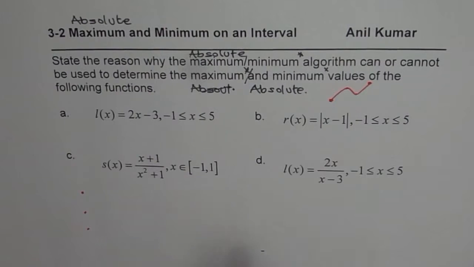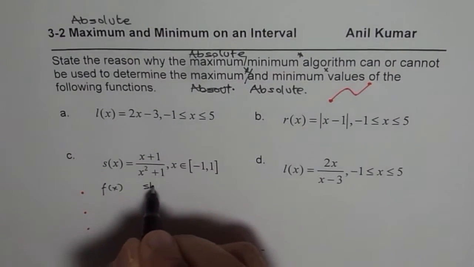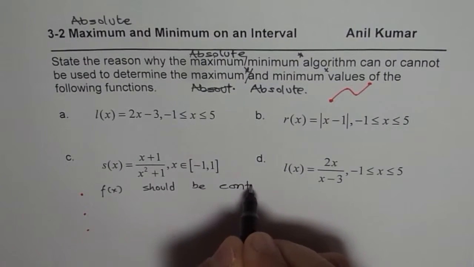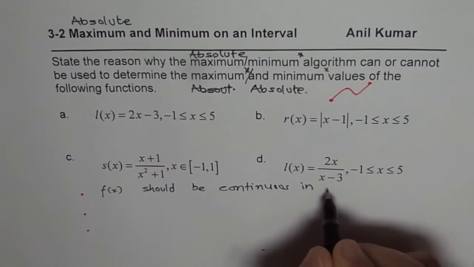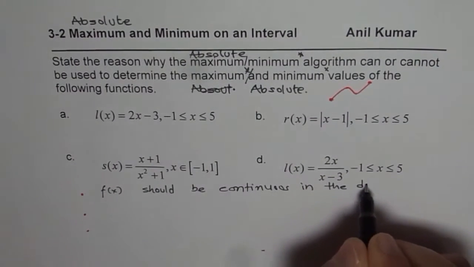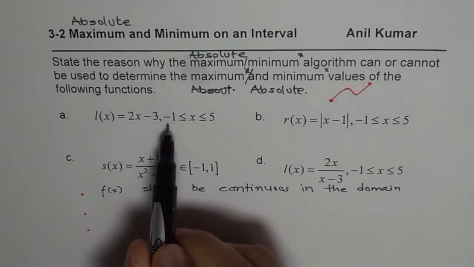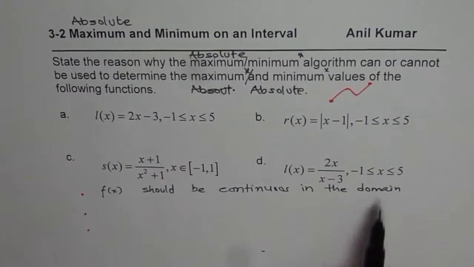First is that the function f of x should be continuous in the domain, right? So in the domain given. So here we are given the domain from -1 including -1 and 5. So it should be continuous in the given domain. So that is the restriction.